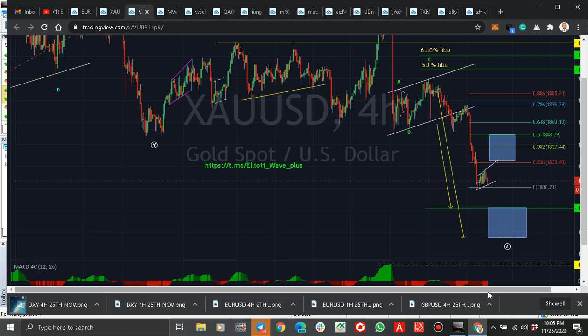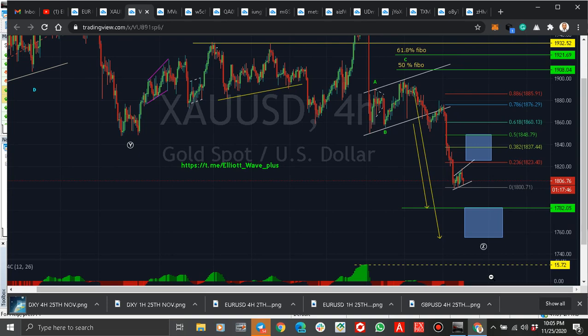The target for gold, from my own analysis, the minimum target is 1782. This is my minimum target. I got this line some time ago. My minimum target is here. Then my maximum target is around 1760 or thereabout. So what I'm trying to say, I'm still expecting a drop.